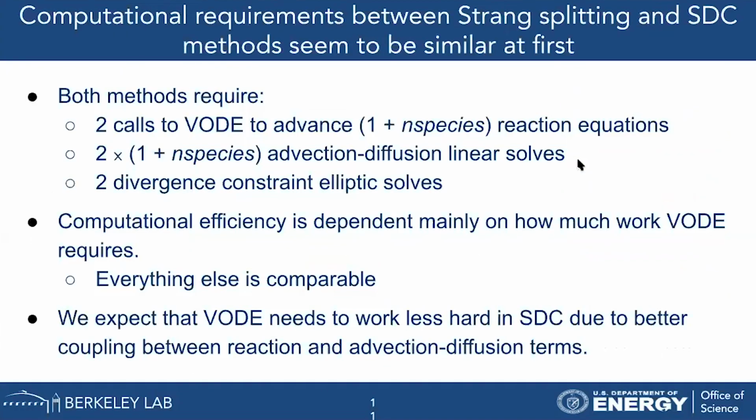Now if we look at the computational requirements of string splitting and SDC, we can see that they're actually quite similar. They both require 2 calls of VODE to advance 1 plus n species of reaction equations. They both have 2 times 1 plus n species of advection-diffusion linear solves, and then we have 2 divergence constraint elliptic solves. The computational efficiency difference between them is really how much work VODE has to do to integrate those reaction terms. And we hope that with the better coupling, we can reduce some of those splitting errors, and so VODE will work less hard. And that is the goal here.